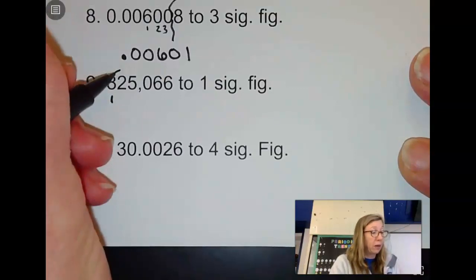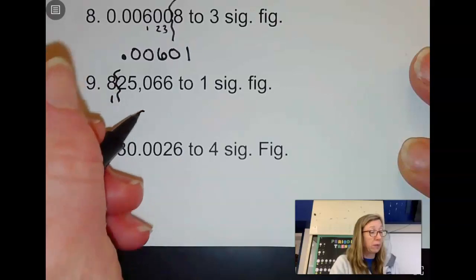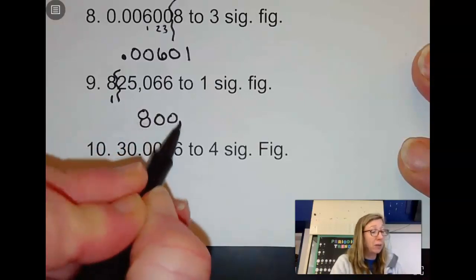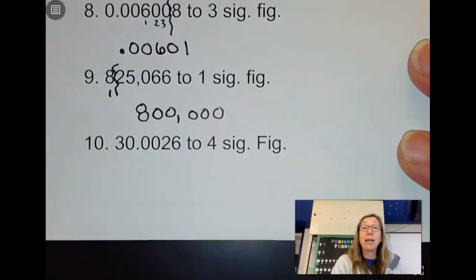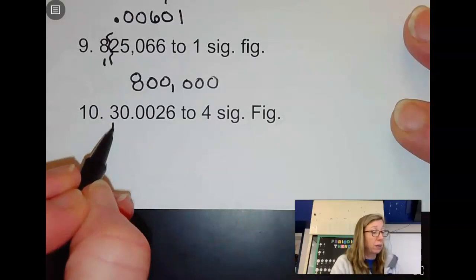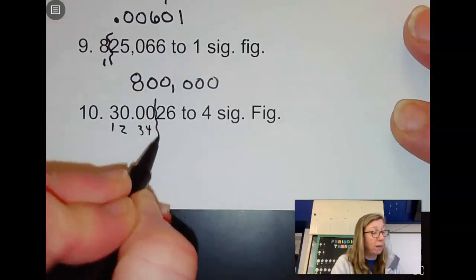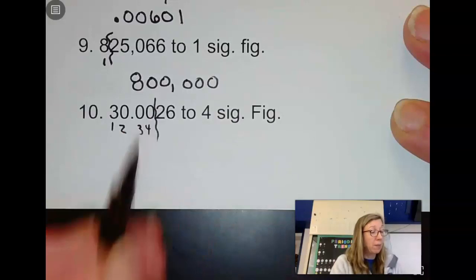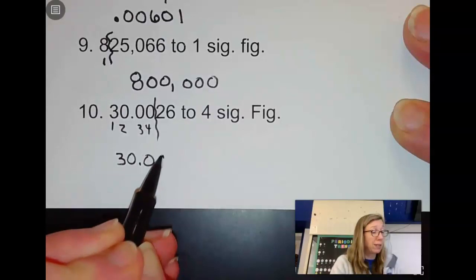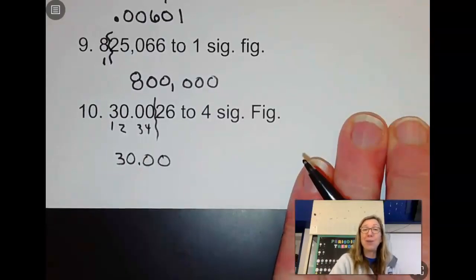1 sig fig. You look at the next one. It doesn't round it up, so we have an 8. If I owed you over $800,000 and tried to give you 8, you would be mad. That 8 means 800,000. We rounded to 800,000. You must put the placeholders. The last one, to 4 sig figs. 1, 2, 3, 4. That 2 does not round that 0 up. The 0 stays the same. So this would be 30.00. All right. I hope that helps you with your rounding.